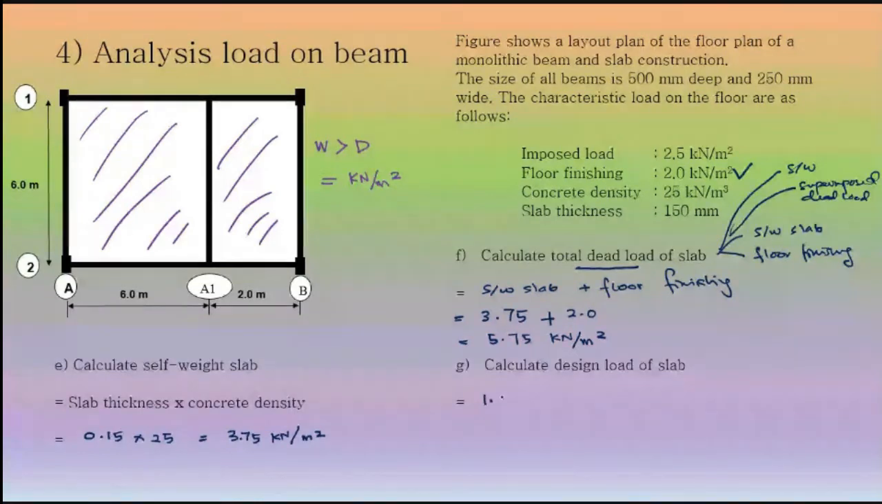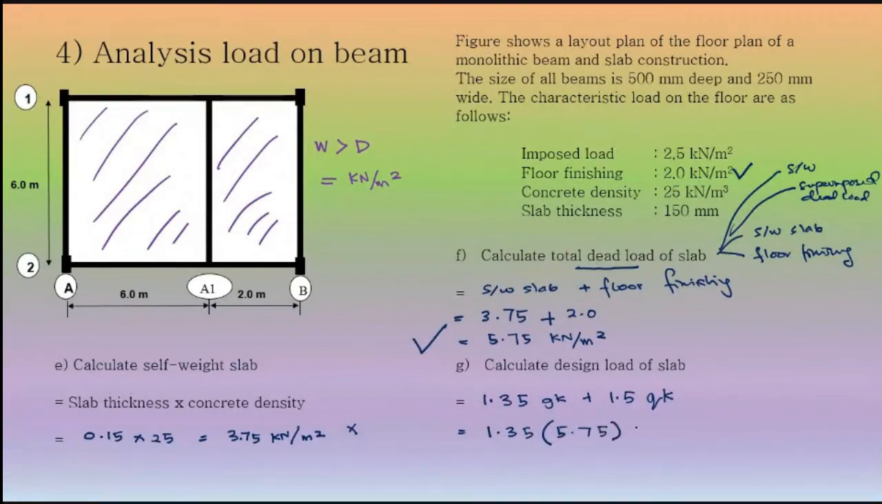Kita ada rumus tadi 1.35 GK plus 1.5 QK. So GK is dead load. Tapi kita kena tengok GK is characteristic dead load. So characteristic dead load sekarang ni kita pakai yang ni lah, total dead load lah. Jangan ambil safe weight saja, sebab kita ada floor finishing. Tu tolong ingat.